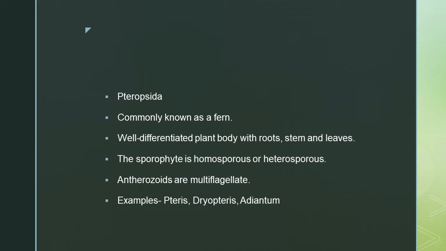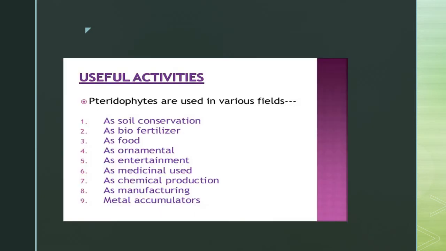Example is Adiantum. What are the useful activities of the pteridophytes? They are used in ecology for soil conservation, as a biofertilizer, as food, in medicines, and also in chemical production. They have got a wide range of useful activities.